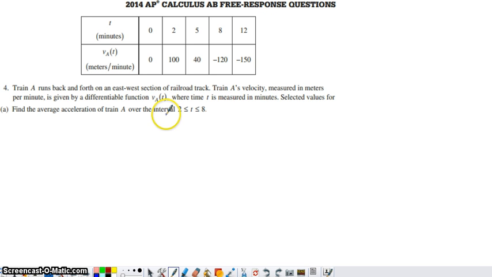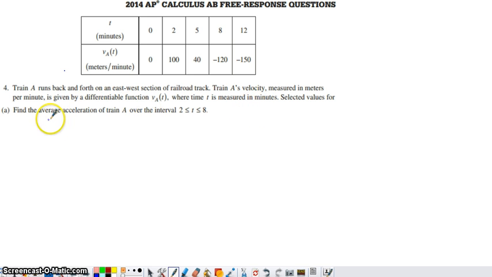And what we want to do in part A here, I think I'm covering up part of the problem statement. Let's make sure that wasn't important. So it just says selected values for. I think we can do without that. Let me just double check my hard copy of this and make sure we don't need it. Yeah, we are okay. The end of the sentence just says selected values for v sub A of t are listed in the table above, and we already kind of realized that.